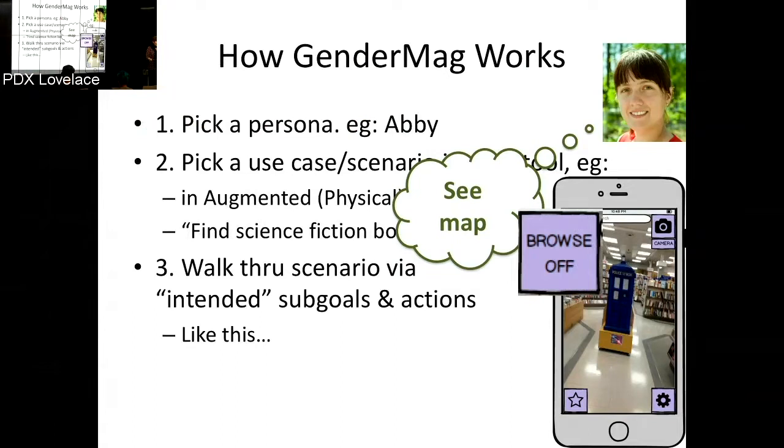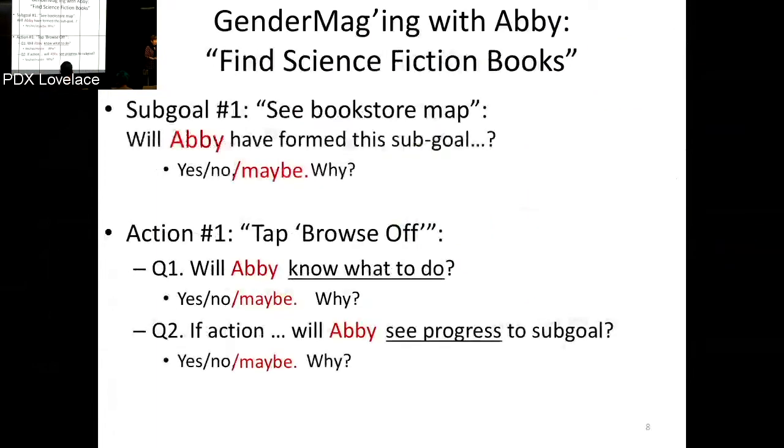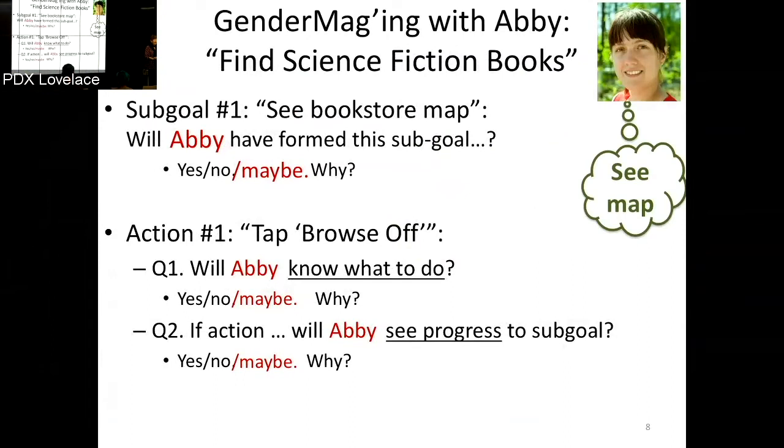And so it starts off with the first sub-goal that they were hoping Abby would have if she wanted to find science fiction books. So they decided they would like her to want to see a map. So that's okay. They're allowed to want her to do anything they want. So okay, that's the first sub-goal. And then we ask ourselves, will Abby have formed this sub-goal? Yes, no, maybe, and why?